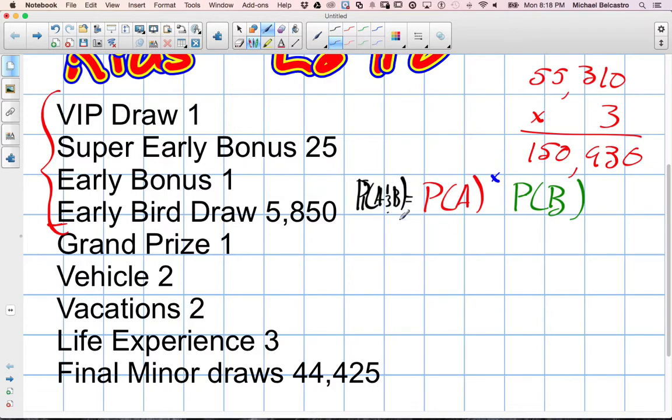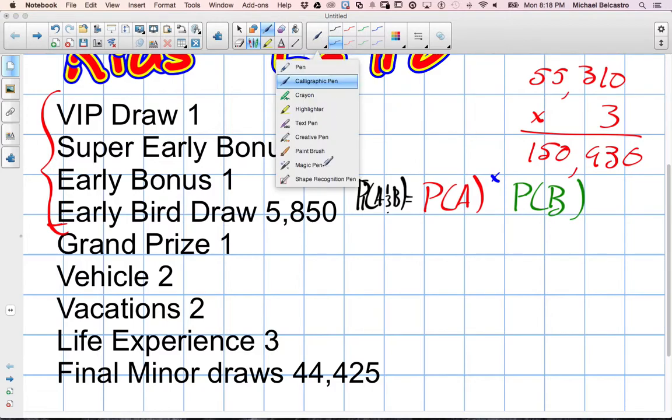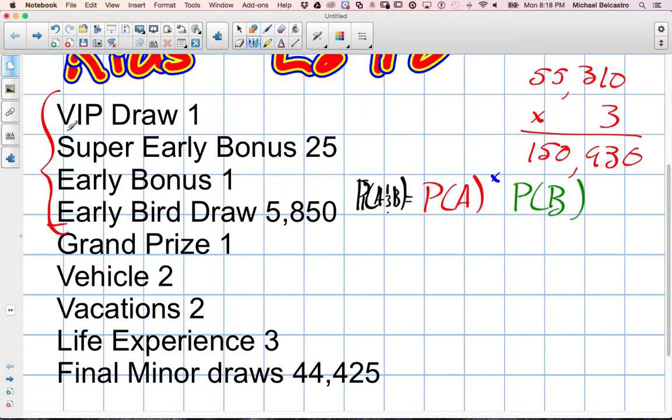So we want to know the probability of 2 events happening. We're going to go on the assumption they're independent, and we're going to talk about how that's not quite true in this case, and then we'll do a different one on dependent events. But let's say we want to know the probability that you win the VIP draw and you win the grand prize draw. We're going to go on the assumption that these are the 2 biggest ideas here.